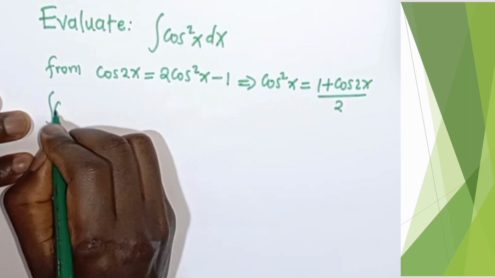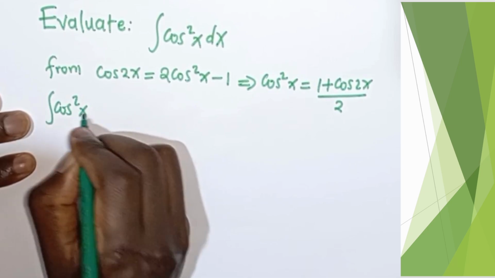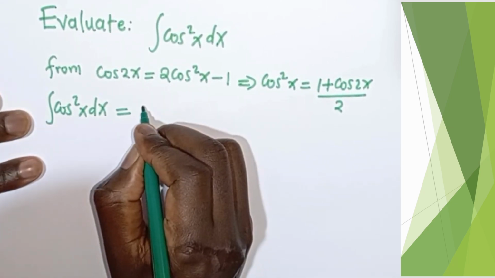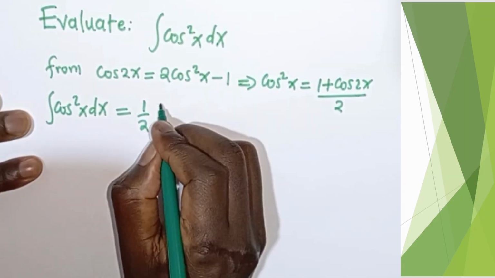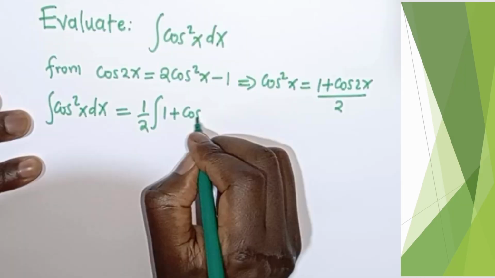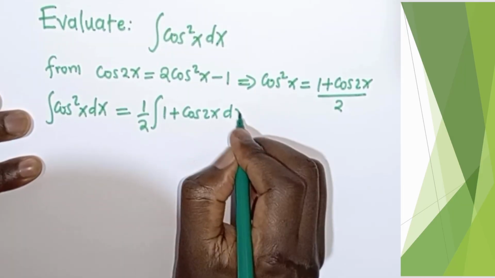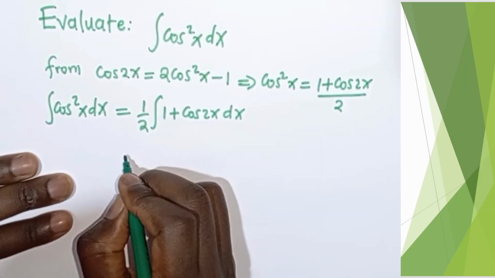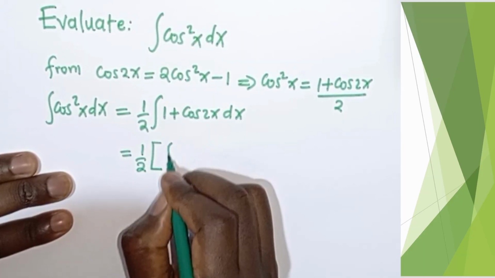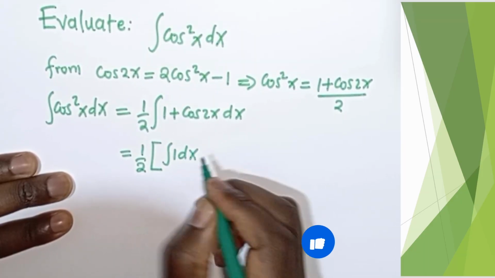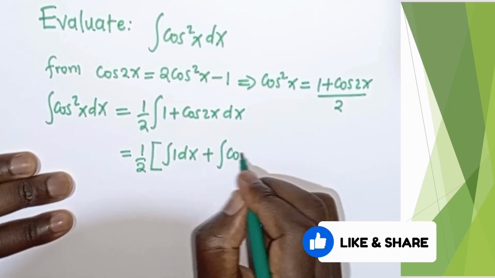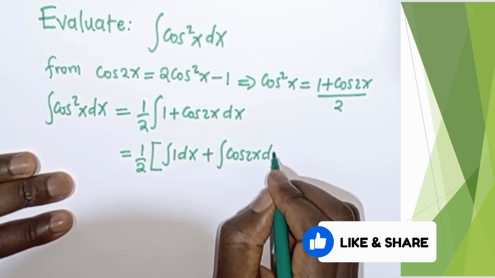We come and say the integral of cos squared x dx is equal to the integral, a half out, we put the half out, integral of (1 plus cos 2x) dx. Then after, we go ahead to integrate each. So we have a half, integral of 1 dx plus integral of cos 2x dx.